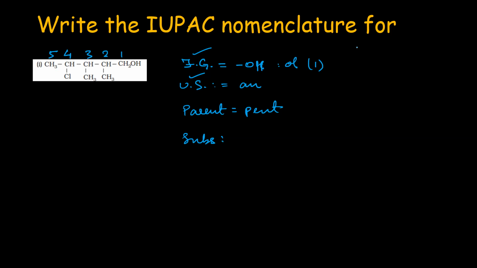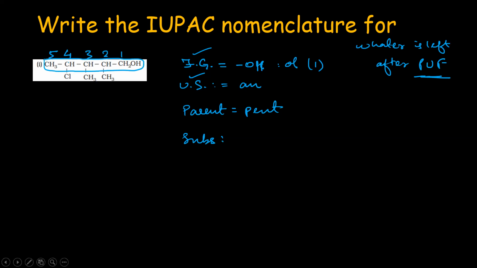Whatever is left after the parent, unsaturation and functional group. So we have done parent, unsaturation and functional group. This fragment of the whole structure has already been covered in the name. We have to talk about Cl, CH3 and CH3. These two CH3, that means it is dimethyl. Since the dimethyl is in second position and third position, we will write 2, 3, and numbers and letters are separated by a dash. Then we have 4-chloro.